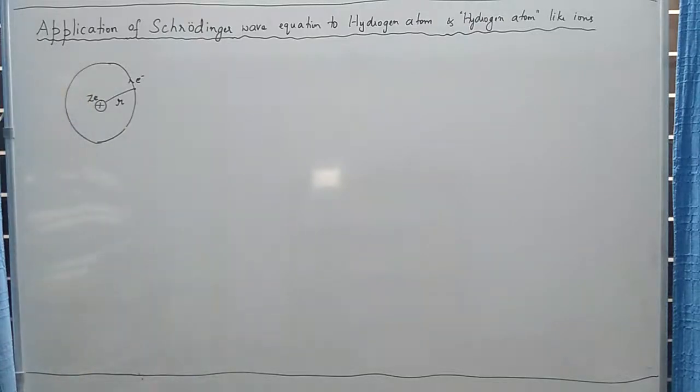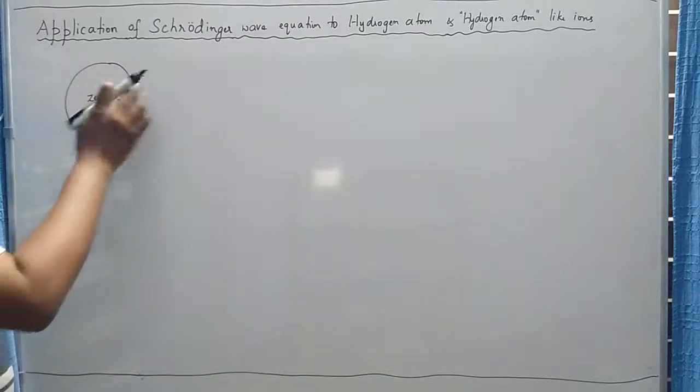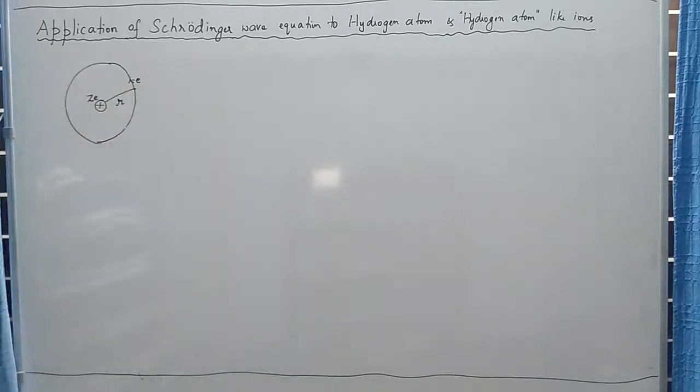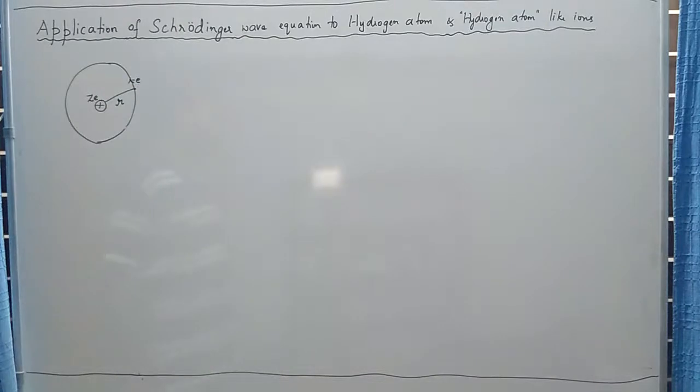So Z is the atomic number, and Ze is the total charge of the nucleus. The electron is negatively charged, so the charge of the electron is minus e, where e is 1.602 x 10^-19 coulomb. You have two electric charges, and there should be a force acting between them. According to Coulomb's law, that force is a force of attraction, because the two unlike charges attract each other.